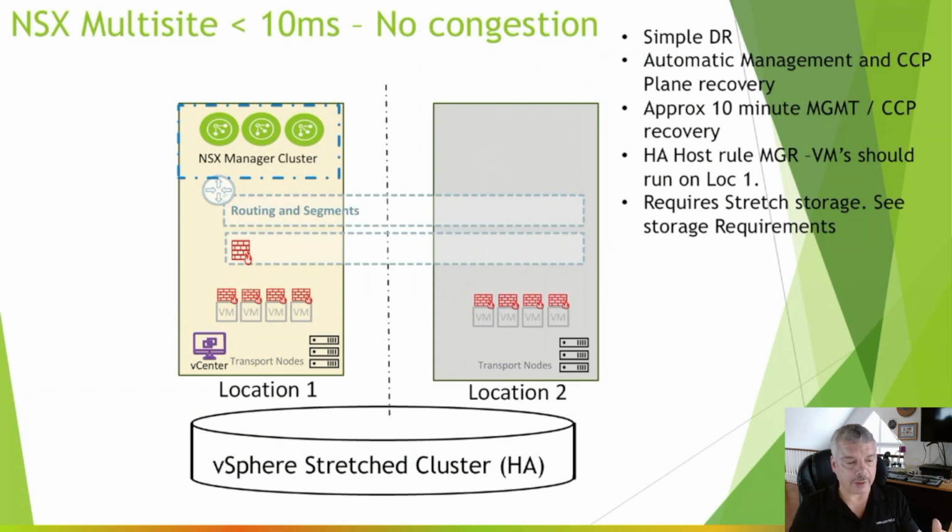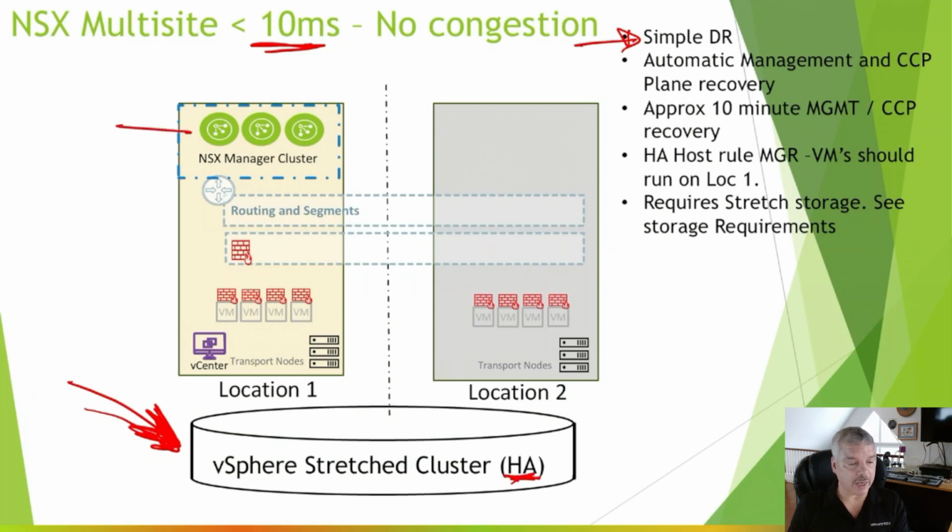So let's look at this one here. So again, we're less than 10 milliseconds. In this example, I'm calling it simple DR. Why? Because we've got a stretched vSphere cluster. So between our locations, again, these could be racks or buildings, okay? Between our locations, I've got my vSphere HA cluster stretched across it, okay? And in order to do that, I have to have some kind of storage that's stretched as well, because we're going to use vSphere high availability.